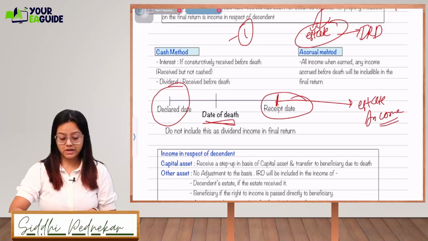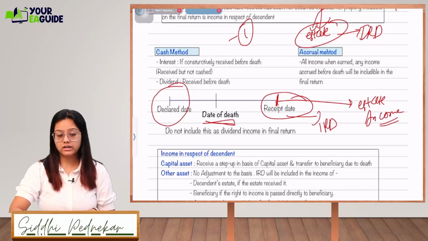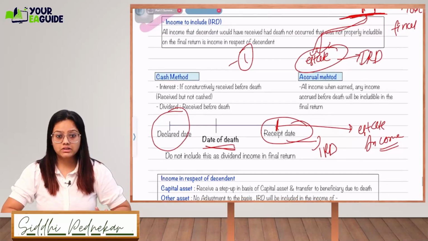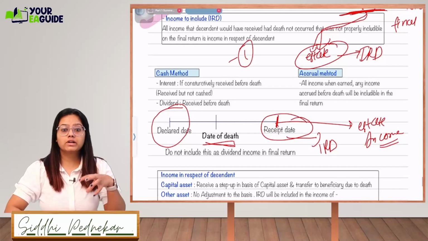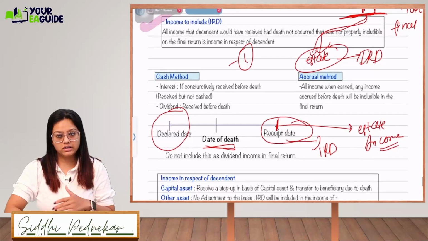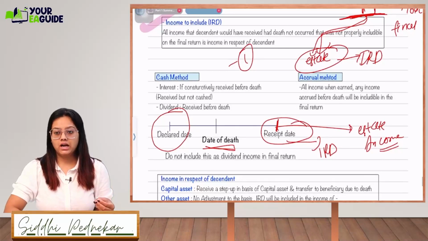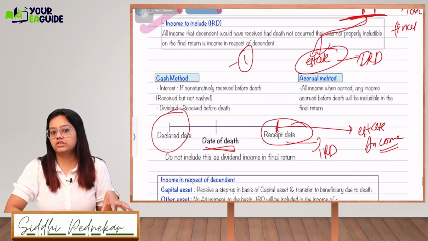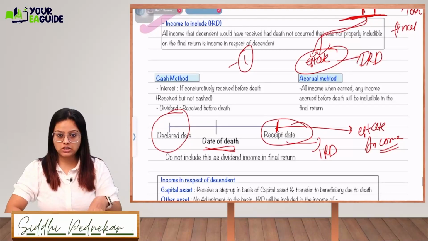Okay, this will be called IRD, income in respect of the decedent. So cash method, in that case, interest if constructively received before that, means you have received the check. You know the meaning of constructive receipt. You have received the check before the death, but you have not encashed the check, so it will be called constructive receipt before death.